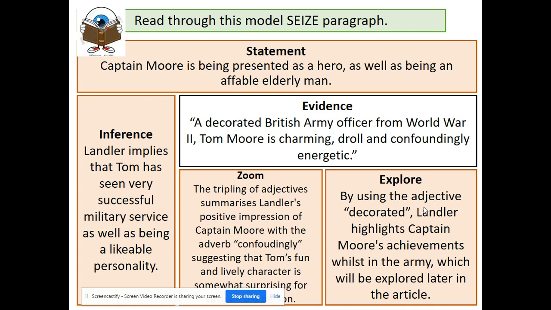Bit more explanation or further zooming in: by using the adjective decorated, Landler highlights Captain Moore's achievements while in the army, which will be explored later in the article. So how is he presented? A hero, likeable, here's the evidence, here's the exploration of it. Okay, I hope that makes sense. Let's have a look at another one that you're going to have to complete.